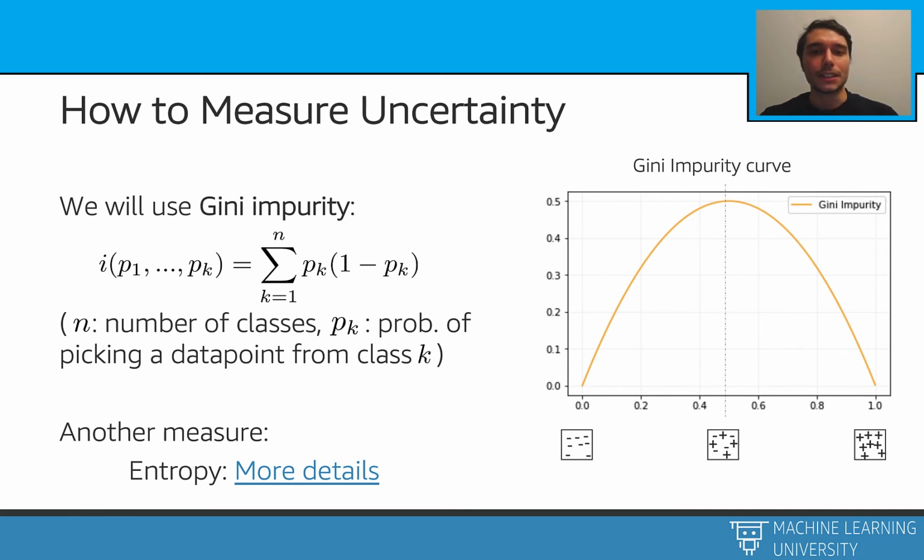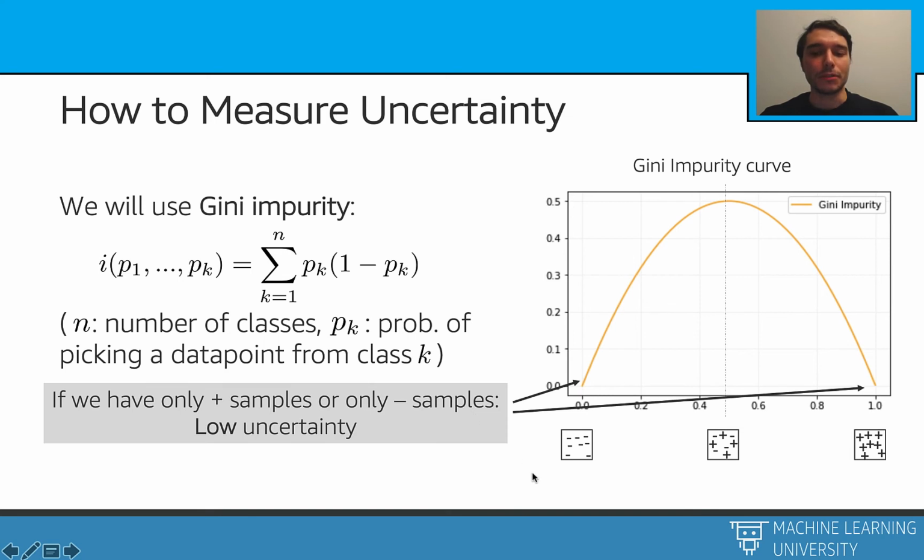So let's take a look at these examples. Assume we have these 2 classes, negative and positive, and we have these 3 different distributions here. In the first distribution, we have full negatives. Everything is negative, so there is no uncertainty here. In the other one, we have full positive, only the positive samples. This also means that we have low uncertainty. And when we calculate this function, it gives us 0 uncertainty.